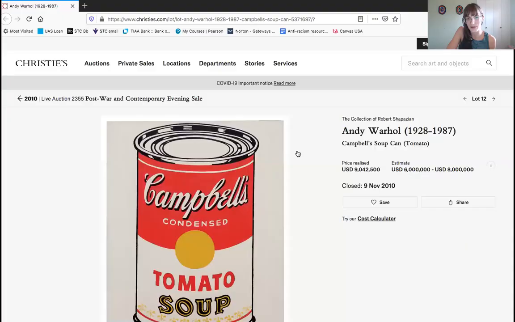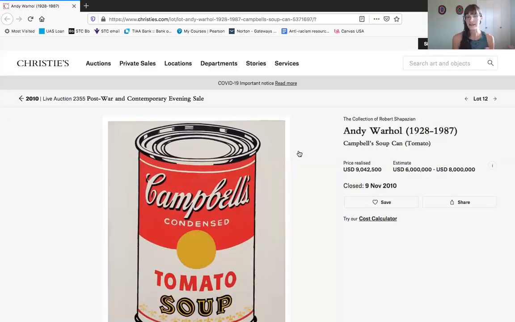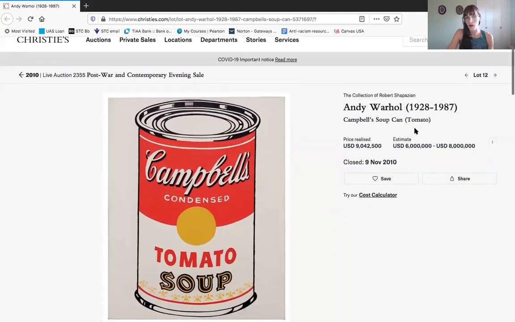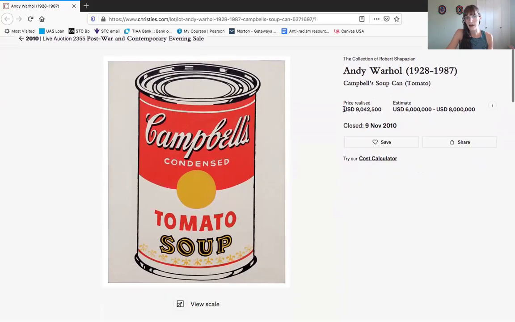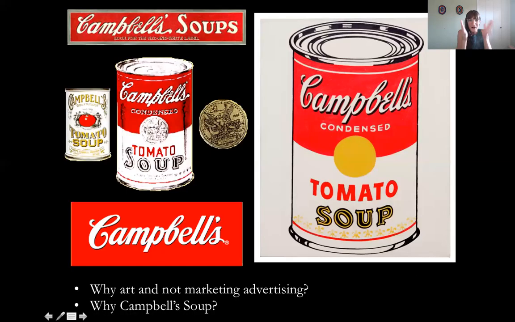I want to go to the Christie's webpage. Christie's is a really premier auction house. They sell really expensive, important artworks. If you look at this work by Andy Warhol, Campbell's soup can, you can see that it costs $9 million. That's pretty insane. So I'll go back. I don't know if any of you have that kind of cash sitting around, but I don't. So what is the big deal?